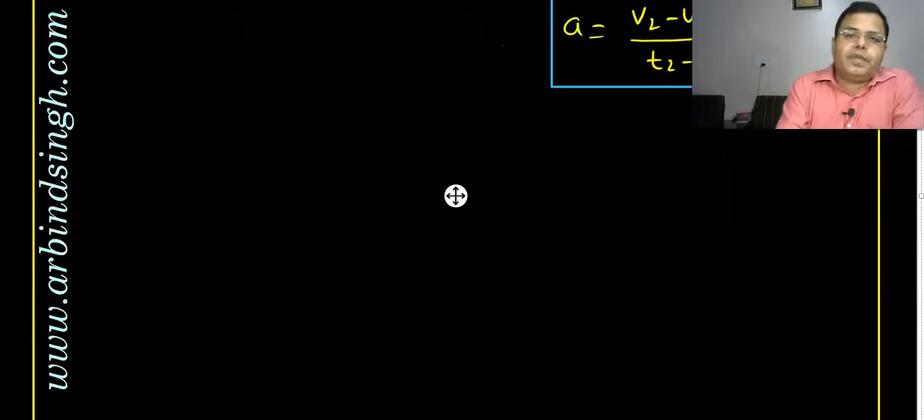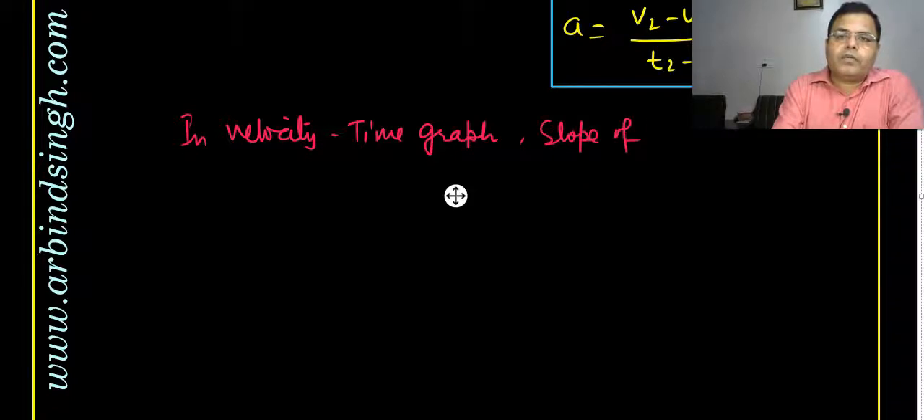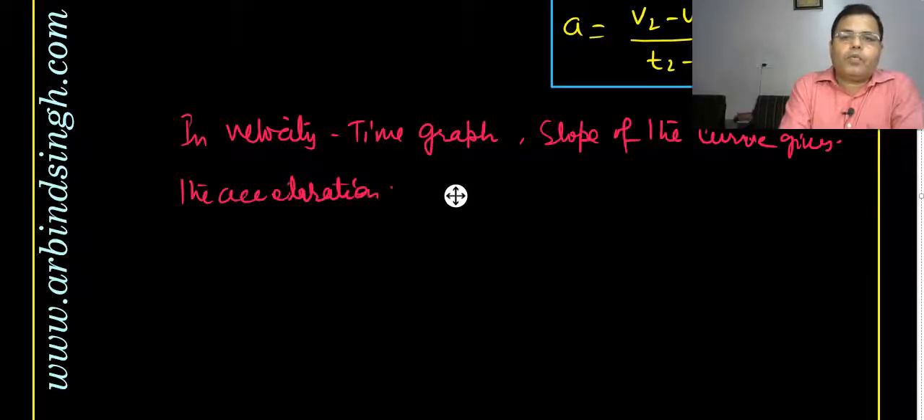So therefore, in a velocity time graph, the slope of the curve gives the acceleration. We can prove it graphically as well.